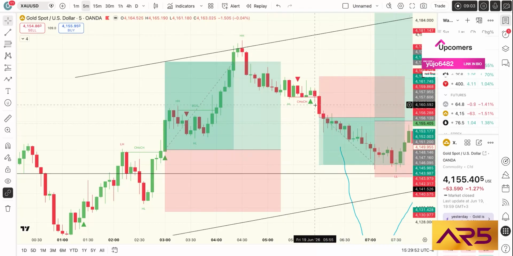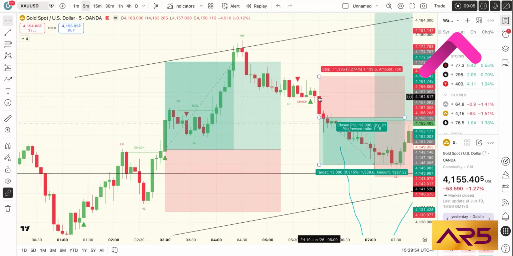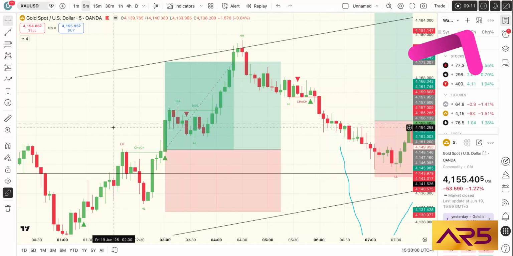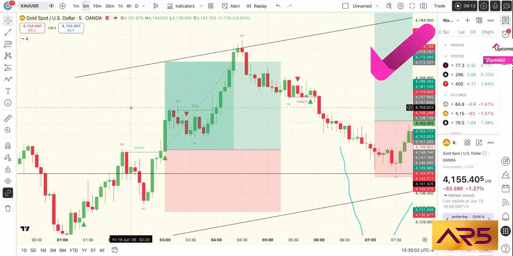Yeah, I would have entered there after this candle closes, because normally these changes of character are still forming and don't completely form. Again, this is not a trade I would take. I would take this one. I'm just showing an example.